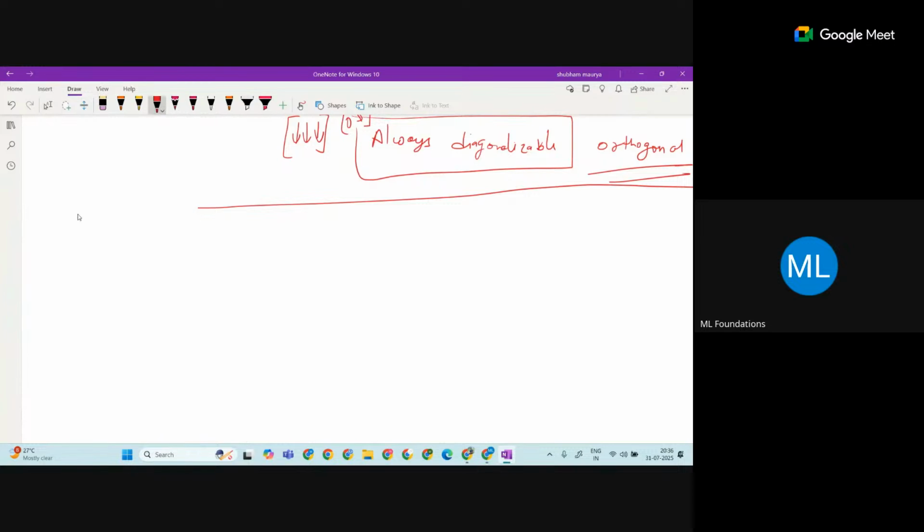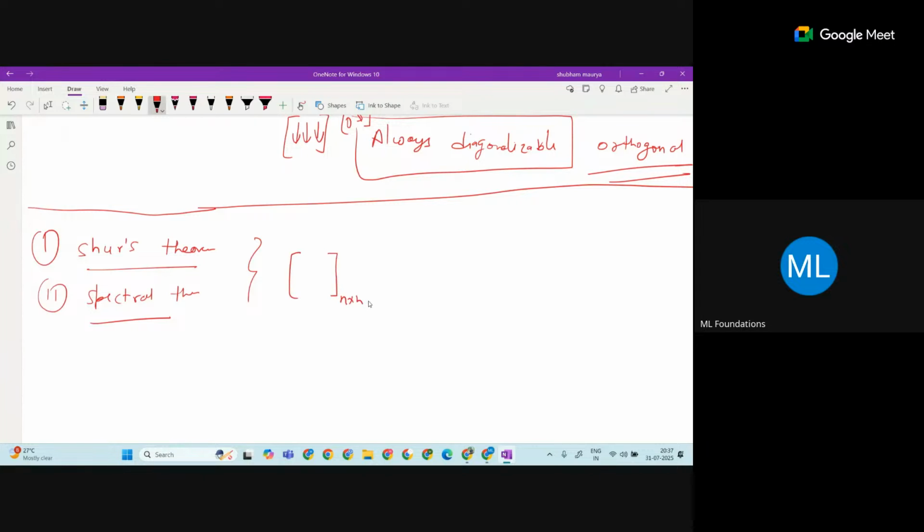So there are two theorems, and they came with two different reasons. Let me write that first. First is Schur's theorem, and the second one is the spectral theorem. These two are for different cases, but the reason they came is to simplify matrices, that is, to convert our matrix into a simple representation. The one common thing is that both work for a square matrix.